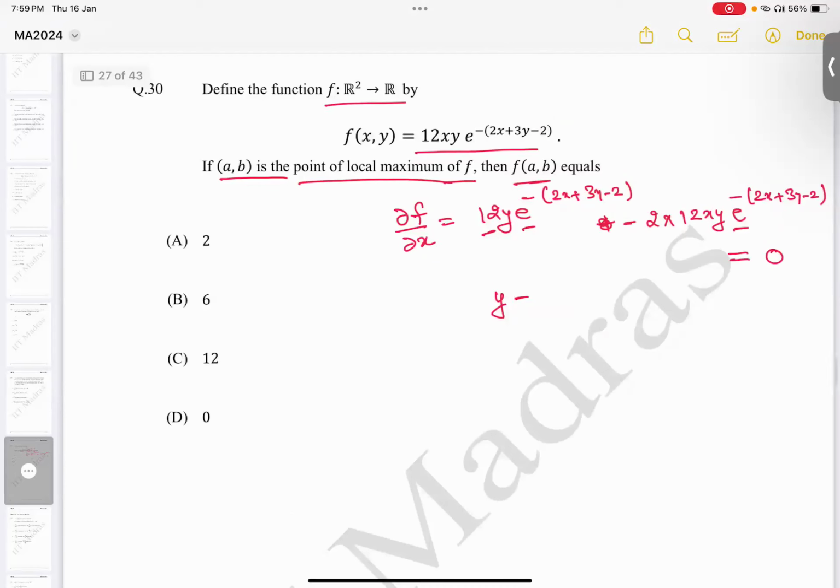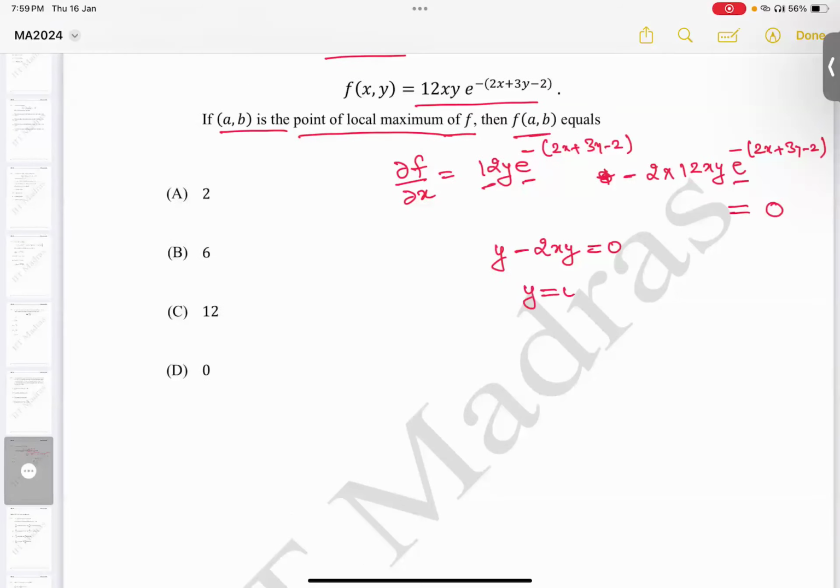Okay. So this will be y minus 2 and this is xy, right, equals to 0. So this will give you y equals to 2 and x equals to 0. Y is common. Okay, wait a second. So this will give you y equals to 0 and x equals to 1 by 2. Right? Take y as common. So you will get 1 minus 2x equals to 0. So you will get y equals to 0 and x equals to 1 by 2.